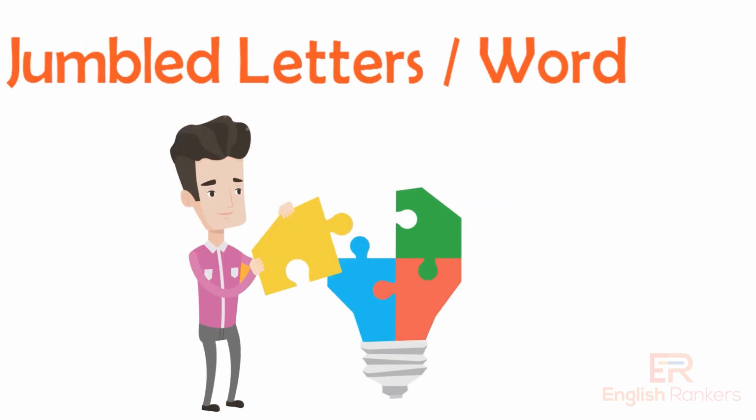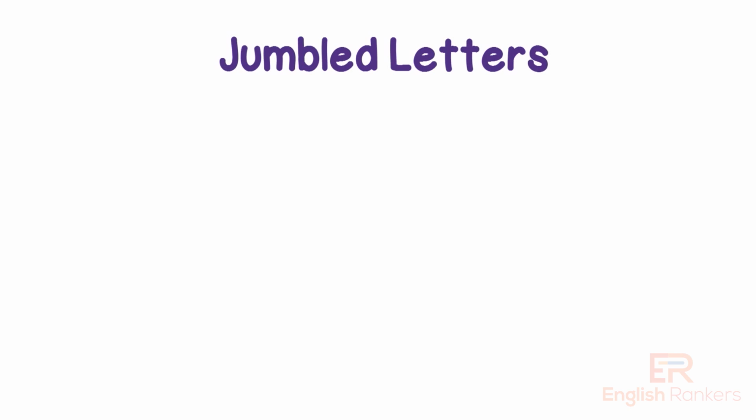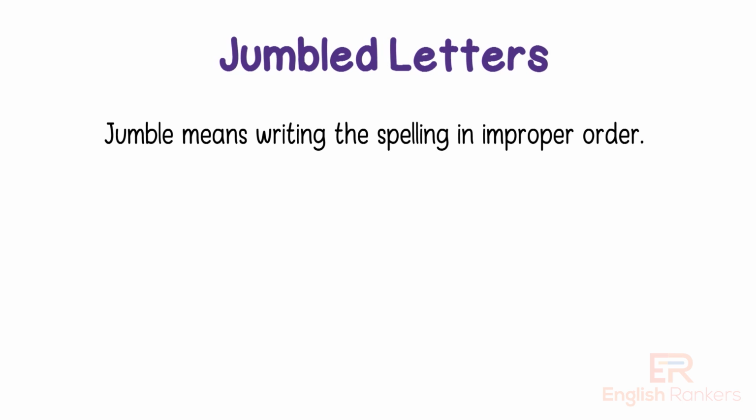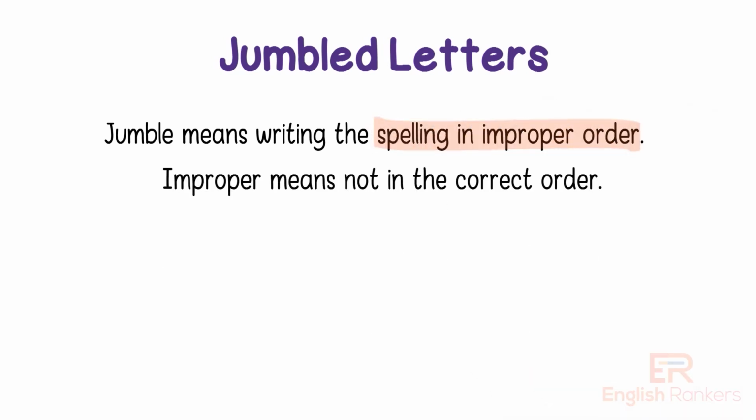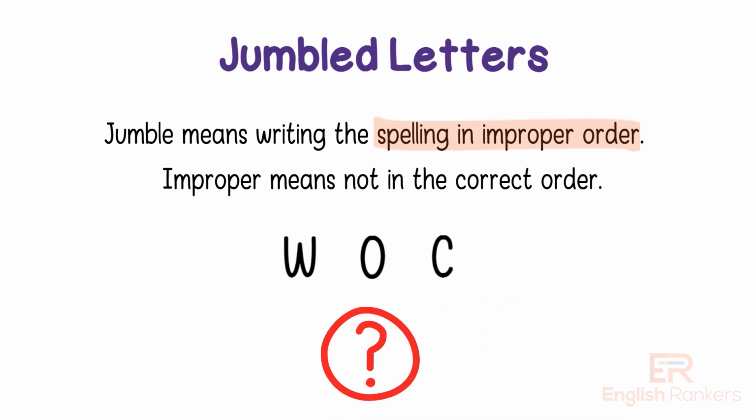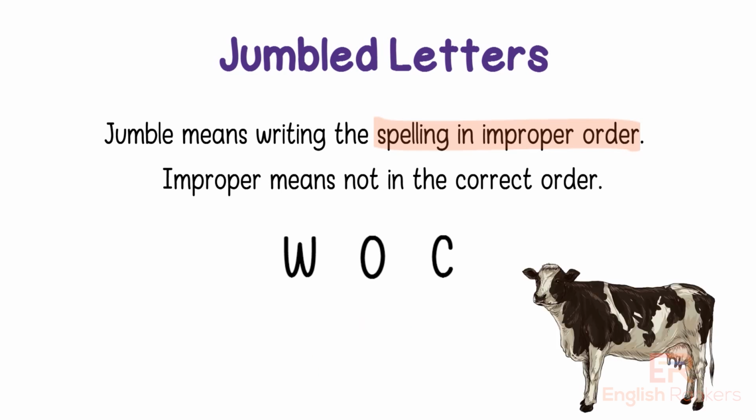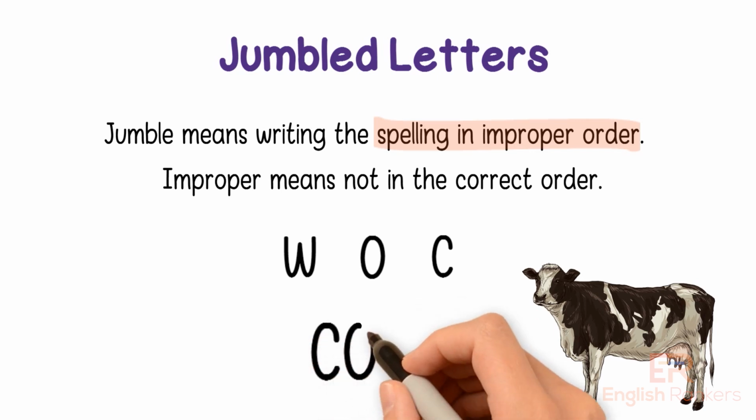Hello kids, now I'm going to play a game called Jumbled Letters. Jumble means writing the spelling in improper order. Improper means not in correct order. Let's take jumbled letters W-O-C. Now if I ask you, which word can you make from W-O-C? If you know the word cow, you can easily say the word will be cow.